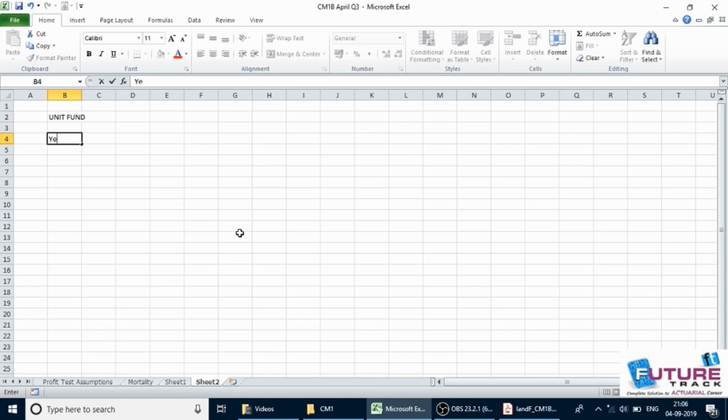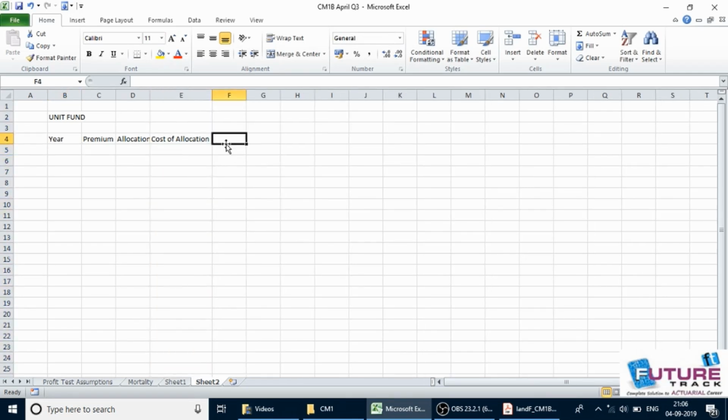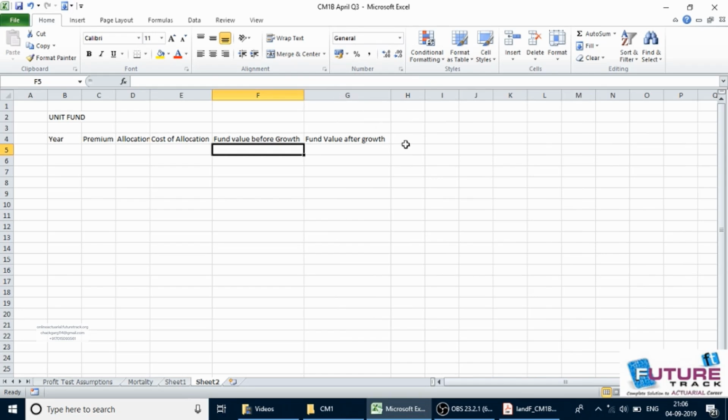For the unit fund, we have created year, then premium, allocation, cost of allocation, after cost of allocation we have bid value, a fund value before growth, fund value after growth, then we have management charges, bid value.